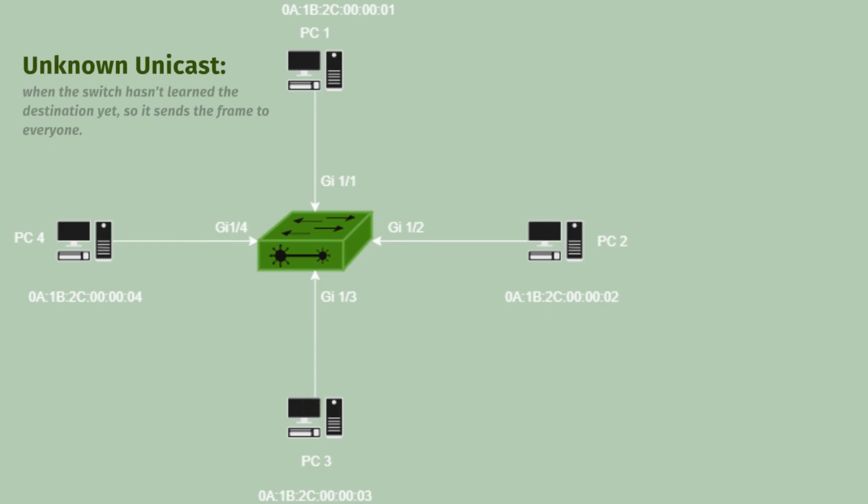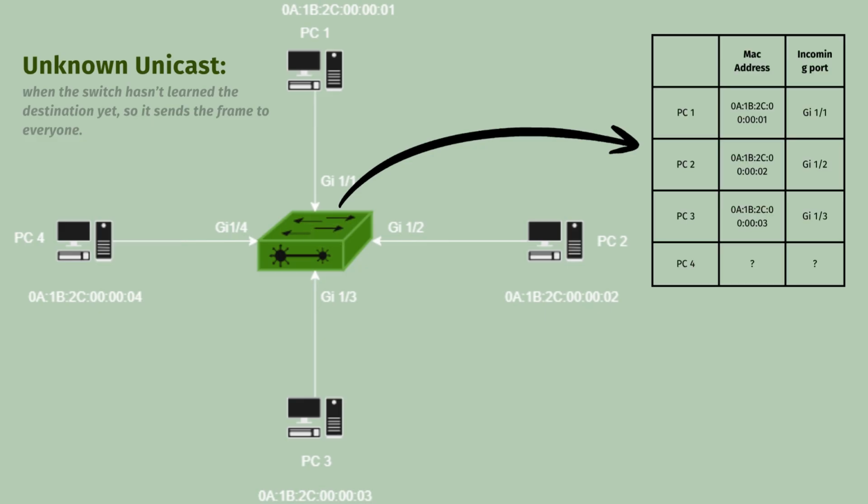Unknown unicast. This is when the switch hasn't learned the destination yet, so it sends the frame to everyone. For example, PC2 is sending a packet to PC4. The switch doesn't know PC4's MAC address since the entry does not exist in the MAC address table. So it floods the frame out to all ports and sends it to everyone.